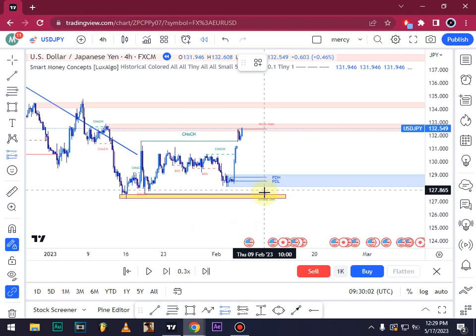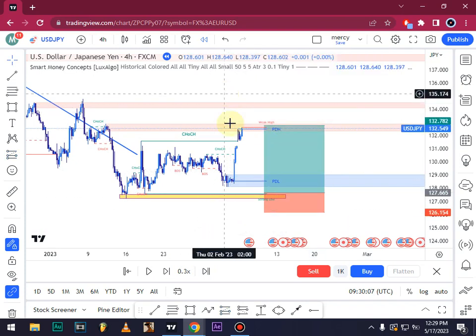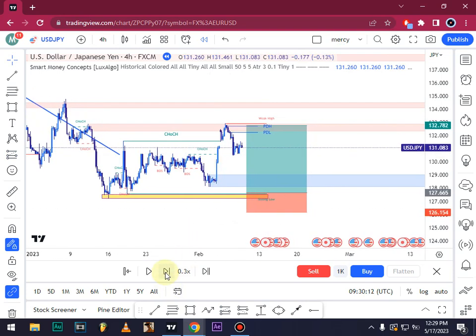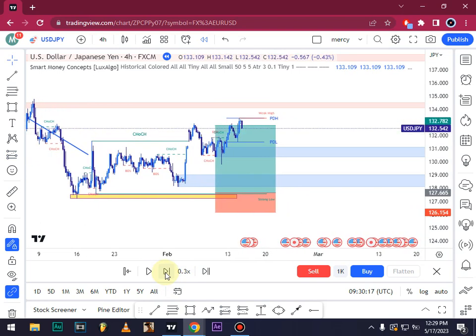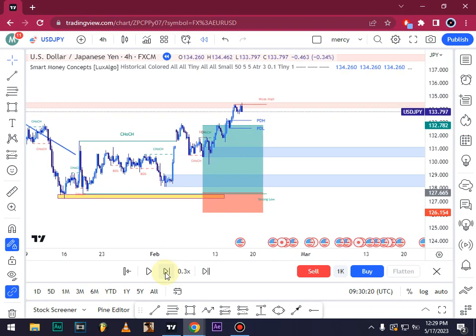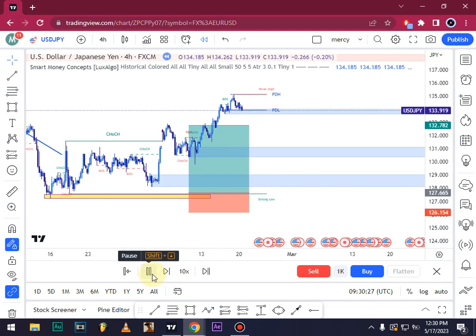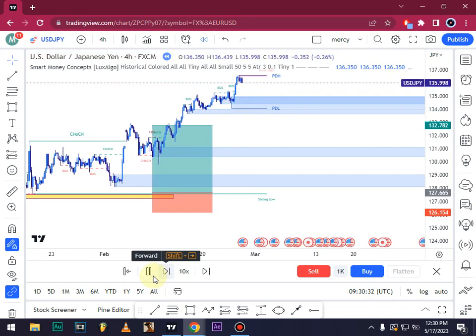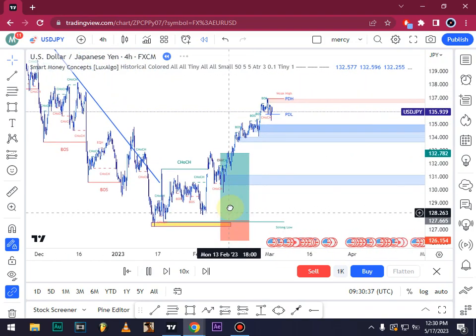All right, so let's go. Let's have this, and then that should be the target. So let's go. Patience. So price has not come back. All right, no problem. We just missed that entry either way.